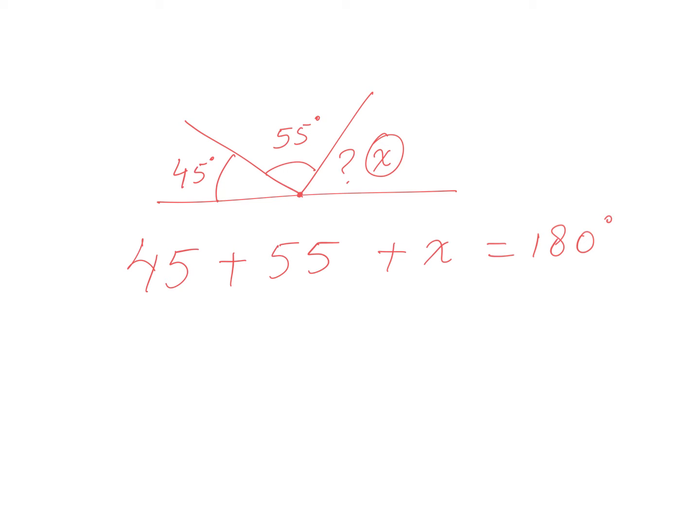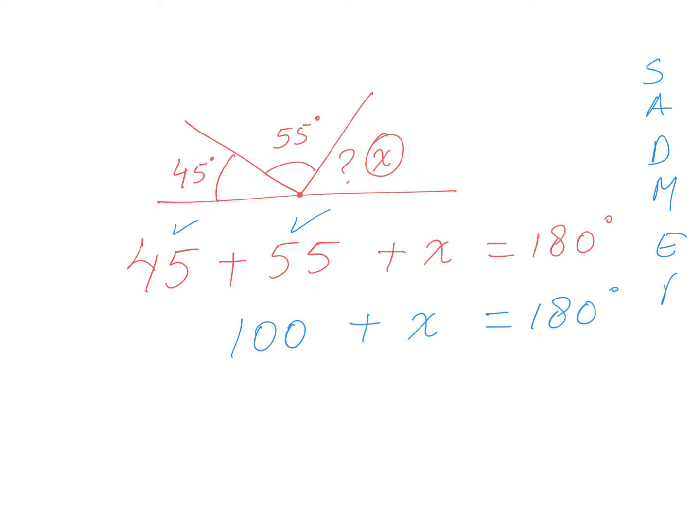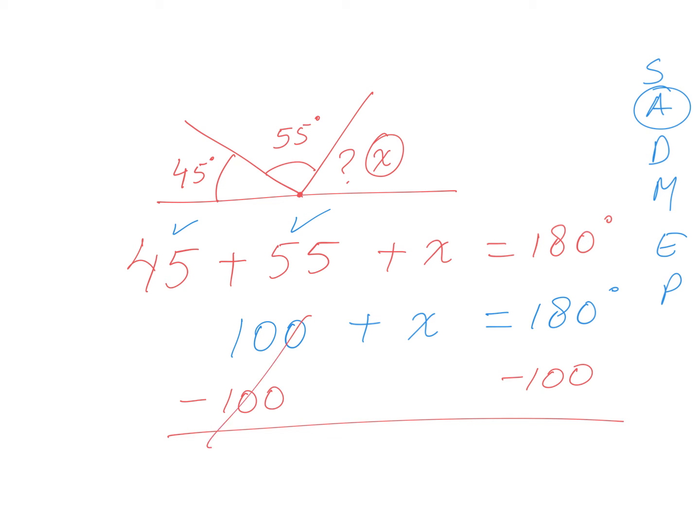I can easily add these two values. So 45 plus 55 is 100. And then I can use my rules for SADMAP. I see addition. So if I subtract 100 from both sides, this will cancel, so I'll get x is 80. So this angle right here is 80 degrees.